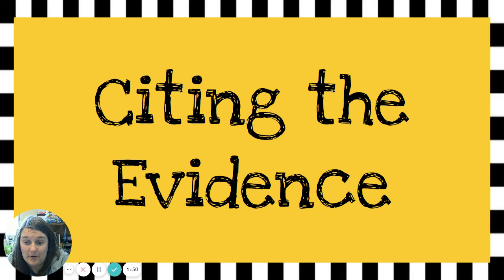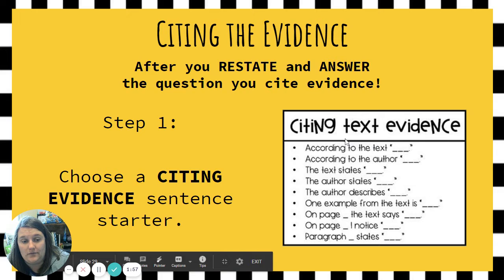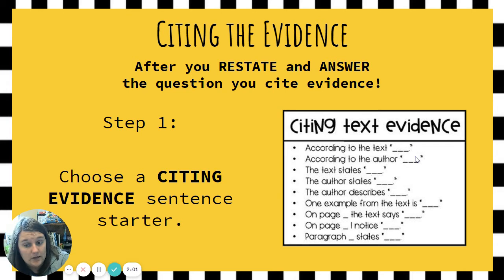So how do we do that, though? This sounds really complicated. It's not, though. The first step is you are going to choose a sentence starter. I always like to stick with the Old Faithful, according to the text, if I'm using a quote. If you are not using a quote, then you can use I know because, okay? So you're going to choose one of those.